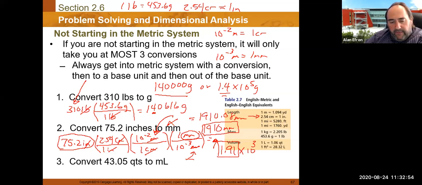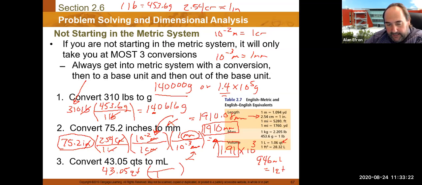Okay, so here we're going from quarts to milliliters, and there actually is a direct conversion that's very common, other than, say, this one, which is not necessarily a direct conversion. There's actually 946 milliliters in 1 quart. And in that case, we can use that if we like. 43.05 quarts is 1 quart, 946 milliliters. Again, the quarts will cancel.